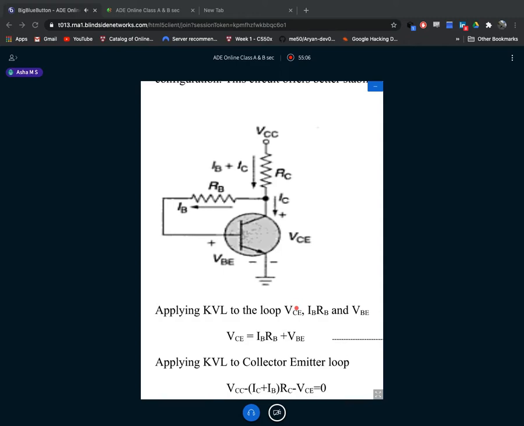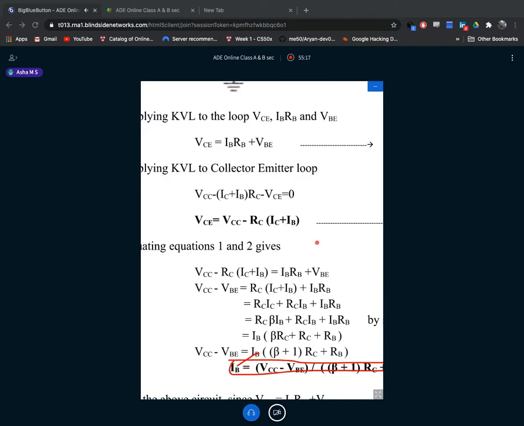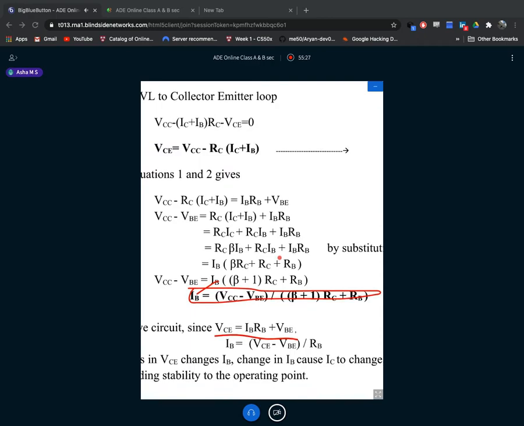So what happens? Due to the increase in the temperature, IC increases. Since IC increases, VCE increases. Because of the negative feedback, whatever we are giving here, that VCE in turn is related with IB, and this IB reduces due to the negative feedback. Due to the reduction in IB, again IC reduces, and whatever that increase we started with, the increase in IC, right?